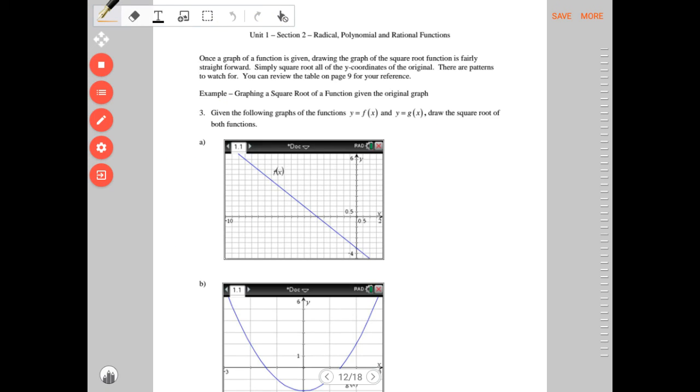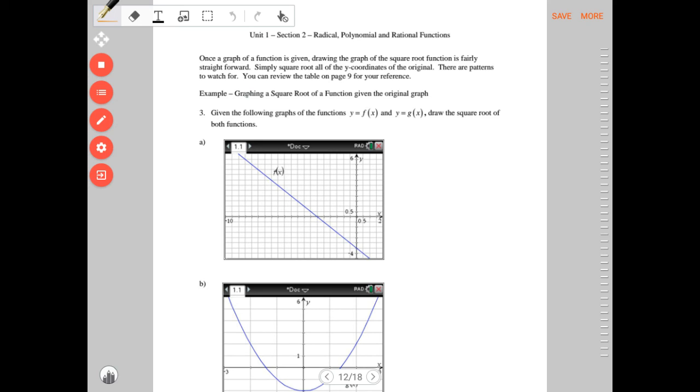Alright, next up. So once a graph of a function is given, drawing the graph of the square root function is fairly straightforward. Simply square root all the y coordinates of the original. There are patterns to watch for. You can review the table on page 9 for your reference. So back a few pages, remember that's when we said when the graph was between 0 and 1, the square root graph is higher, etc., etc.